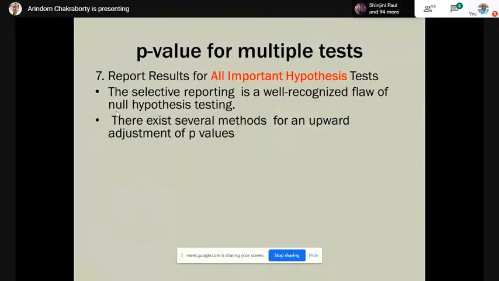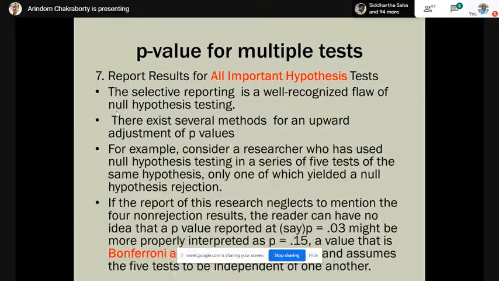There exist several methods for an upward adjustment of p-value. Suppose you have done multiple tests and you have to give all the results. It's not that you give only the end product. You have to say that I have done 5 tests and these p-values are there, and combining these 5 tests, I am making an adjustment of the p-values, and the p-value is reported as this.